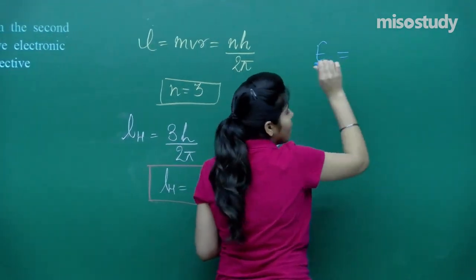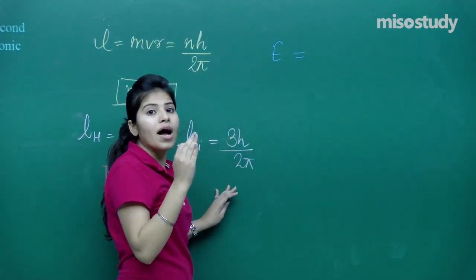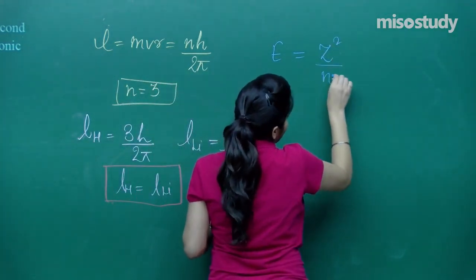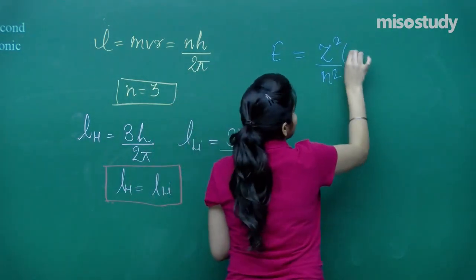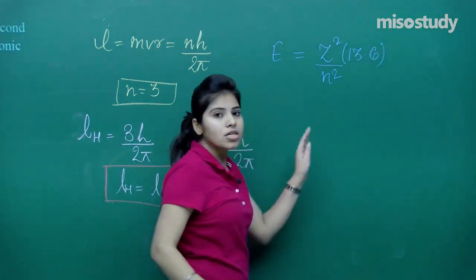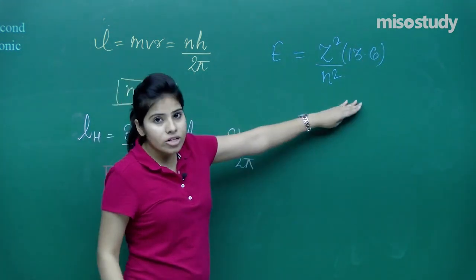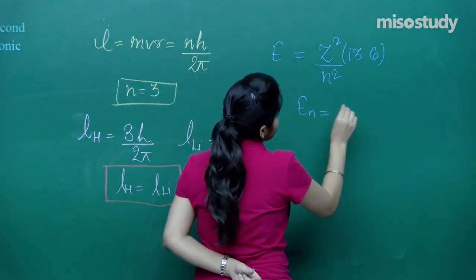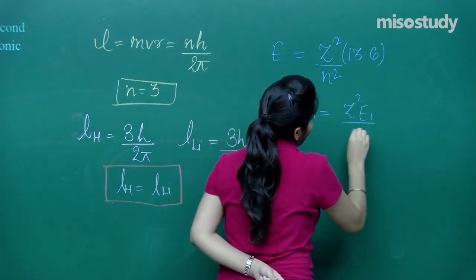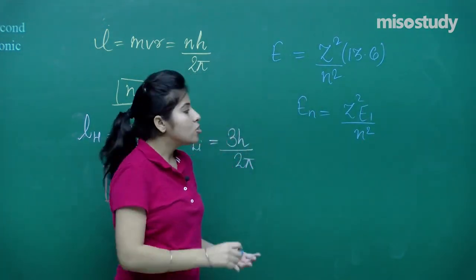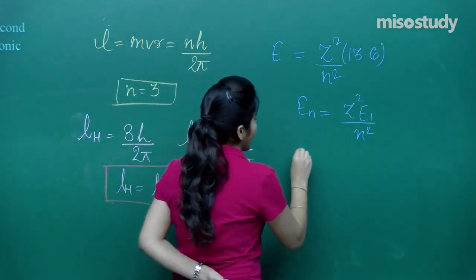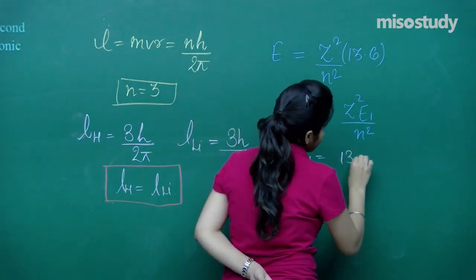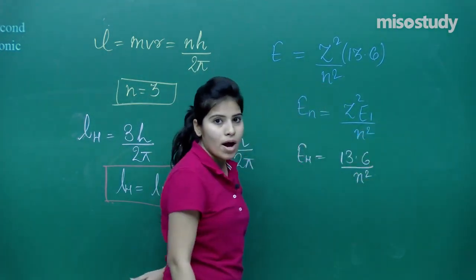We know that the energy of hydrogen-like atoms will be equal to Z square by N square, or you can write 13.6 as well. This will be the formula for energy of any hydrogen-like atom, or you can write it as En equals Z square E1 by N square, right? So for hydrogen, Z is 1, so that will be 13.6 upon N square, right?